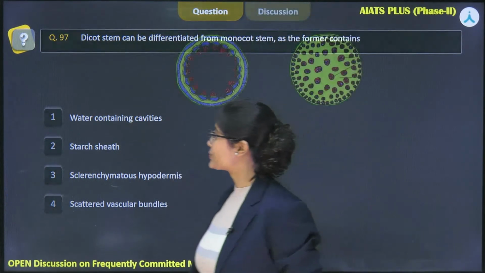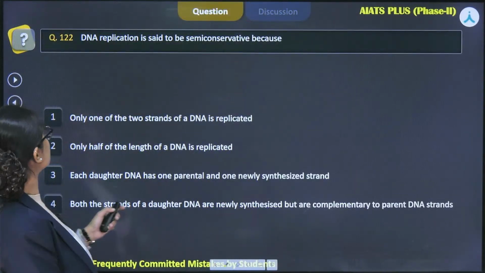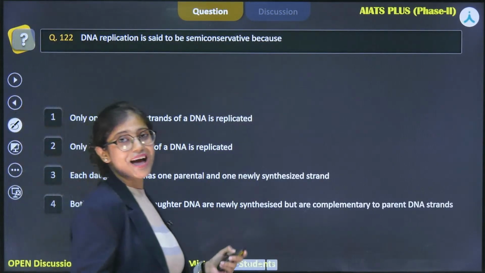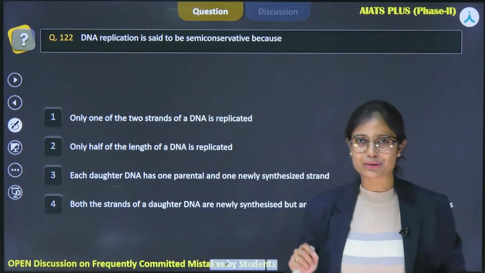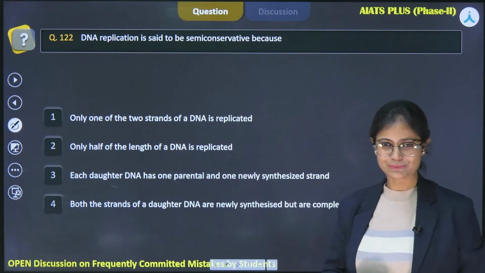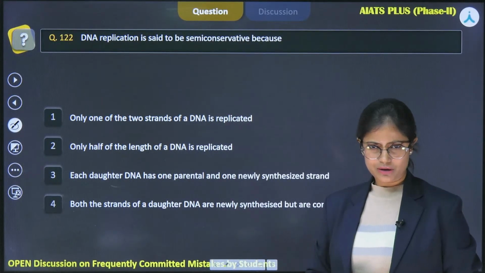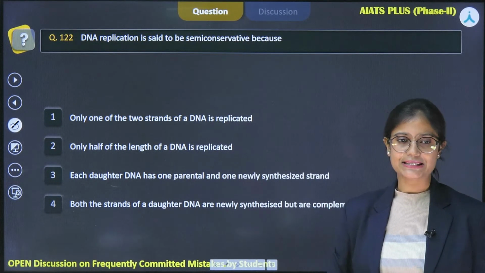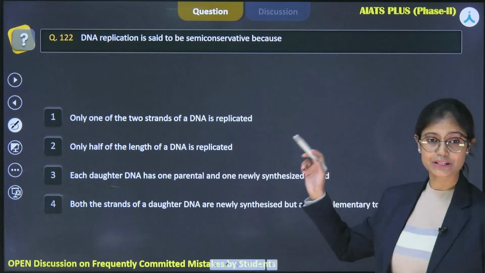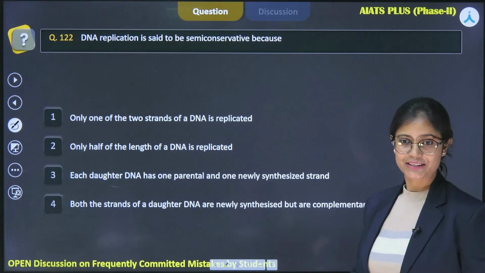Right, now let's proceed to the next question, that is question number 122, and this question is from the chapter molecular basis of inheritance. Okay, Vikram, yes, very good. Yeah, dicot stem, dicot endodermis, yes. Now let's proceed to the next.